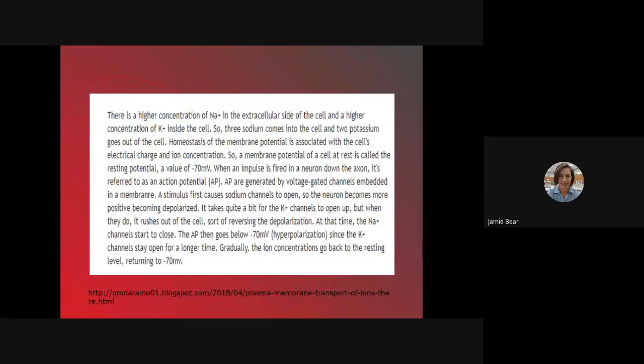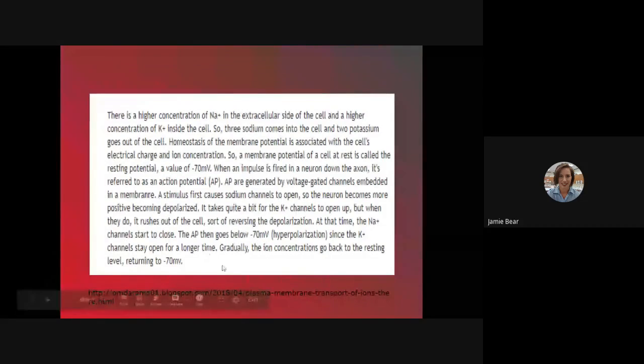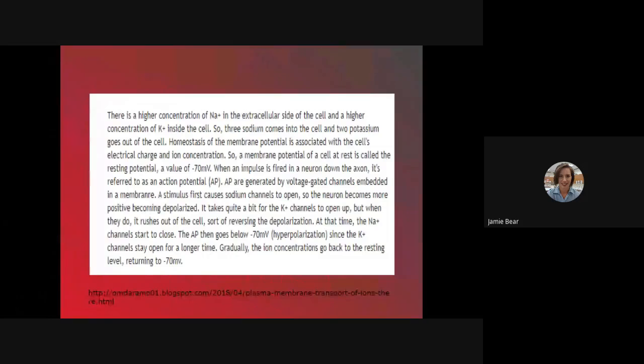It takes quite a bit for the potassium channels to open up, but when they do, potassium rushes out of the cell, reversing that depolarization. At that time, the sodium channels start to close. The action potential then goes below -70. Since the potassium channels stay open for a longer time, gradually the ion concentrations go back to the resting level, returning to -70 in smooth and skeletal muscles, and -90 in cardiac muscle.